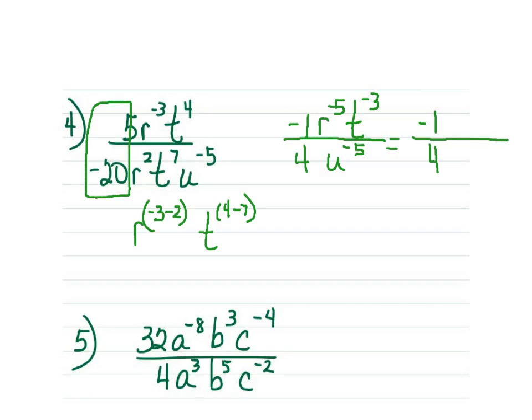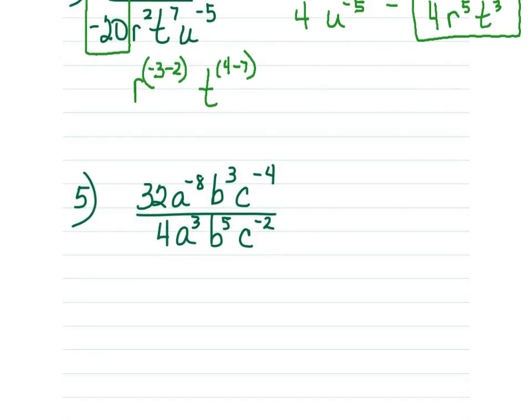R to the 5th power needs to come down to the denominator with a positive exponent. T to the negative 3 is in the numerator. We need to bring it down to the denominator again with a positive exponent. And then we have u to the negative 5. It's in the denominator, so we need to bring it up to the numerator with a positive exponent. So that would be our answer, and it is simplified.